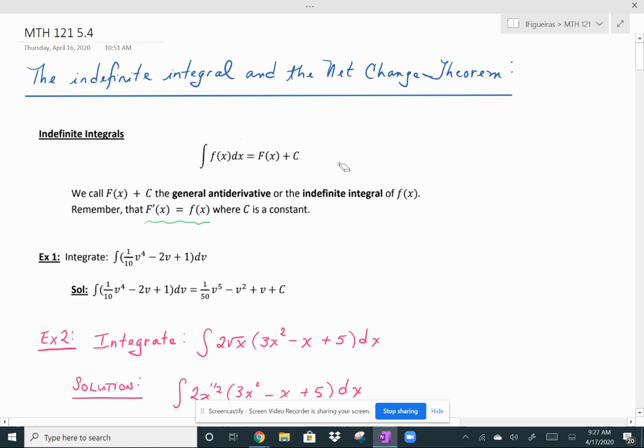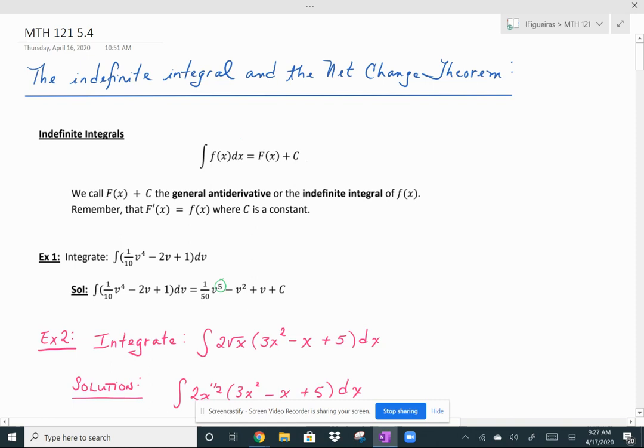Okay, so let's integrate some of these indefinite integrals. We are going to integrate example 1 here. This is the integral of 1/10 v to the fourth minus 2v plus 1. This is already in a format where we can go straight to taking the antiderivative by applying the anti-power rule, as well as the rule for a constant. So that's what you see here.